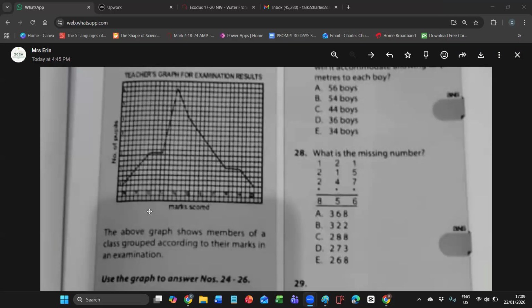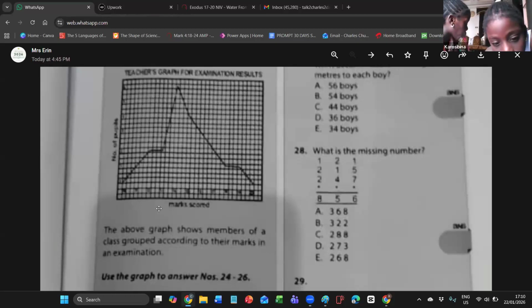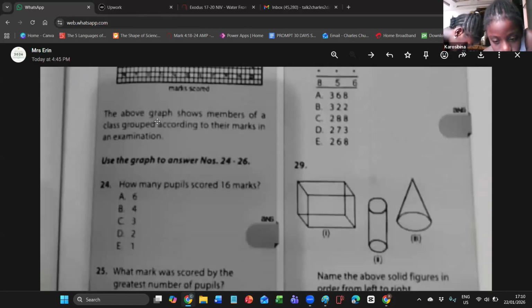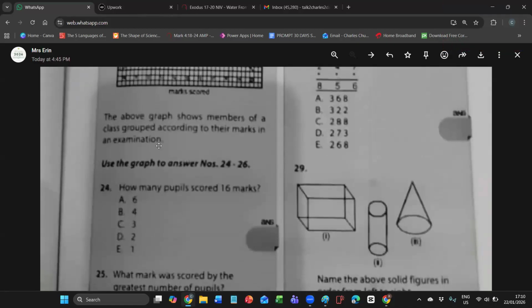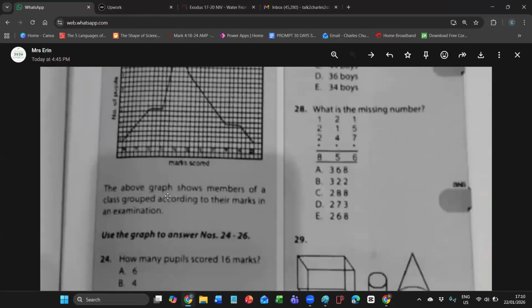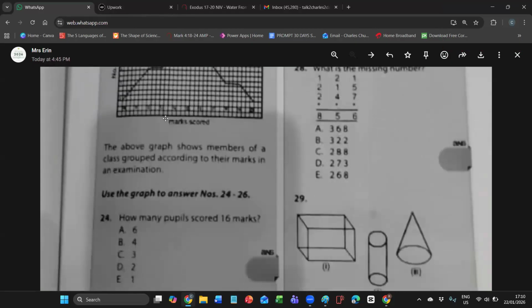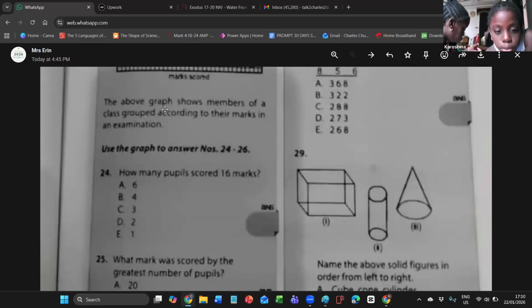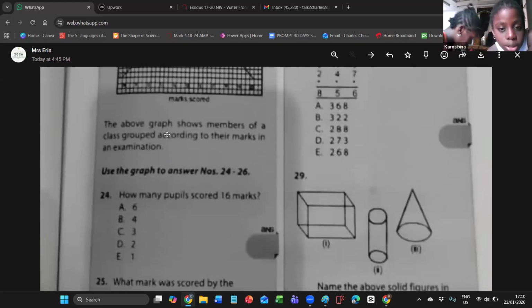Okay, but just focus. Now it says the above graph shows members of a group or a class according to their marks in an examination. Use the graph to answer number 24 to 26. Okay, that's good. Now you're not going to draw this graph in your book. I hope you understand. Please don't draw the graph. Let's just use it to answer. Now, what's the question in 24? Is it how many pupils score 16 marks?